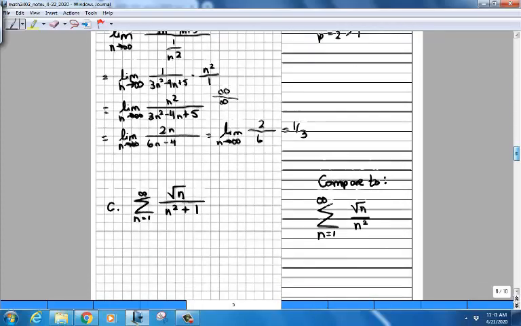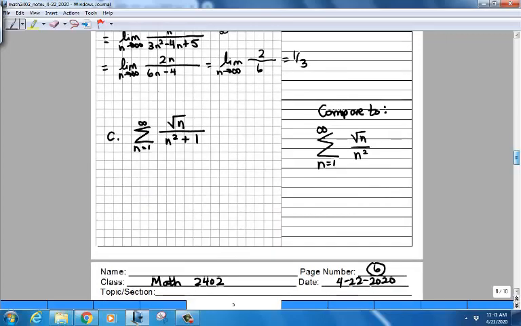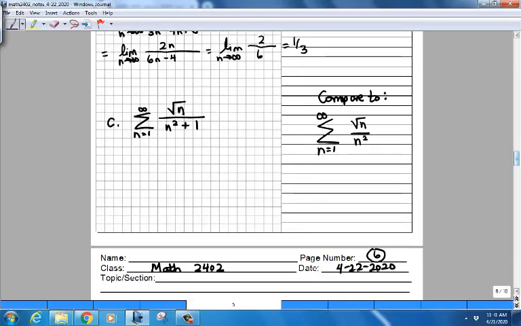Let's try another one. This one's even harder. All right, so what's happening now with this series? We have the sum from n equals 1 to infinity of square root of n over n squared plus 1. Okay, so I'm going to compare this to square root of n over n squared, and I think it's obvious why I chose this as the comparison series.